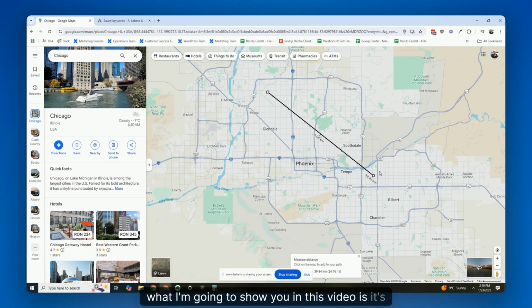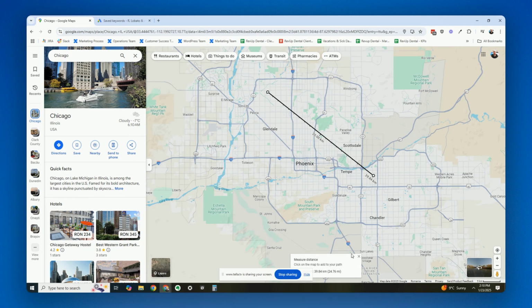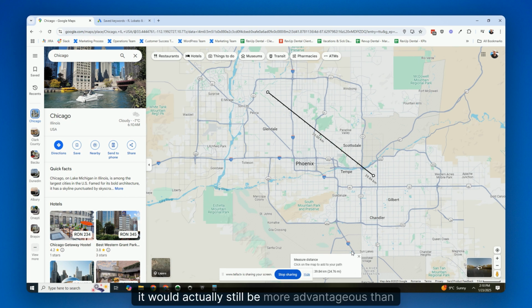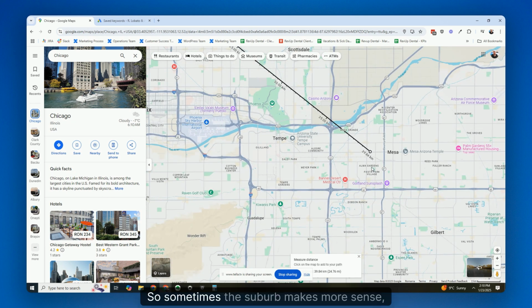However, what I'm going to show you in this video is it's not always that simple. There are certain situations where it might make a lot more sense to target dentists in Phoenix, knowing that a good percentage of the people searching are probably going to be too far away to ever consider going to your office. It would still be more advantageous than focusing on the suburb. So sometimes the suburb makes more sense, and sometimes the greater city or the greater area makes more sense. It all depends on what people in that area are typing into Google, so let's dive into how you can figure this out and pick the right keywords to get the best results, drive the most patients, and fill up your schedule.